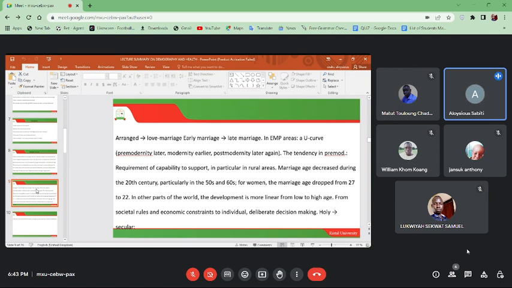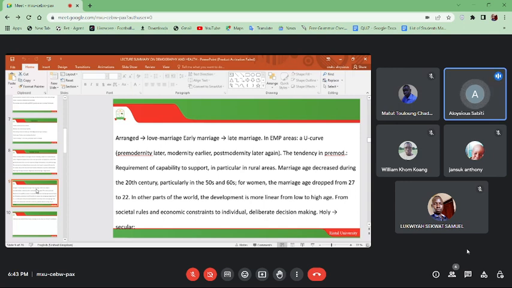So today you can also see the pattern is still shifting. You see love marriage, early marriage, there is late marriage. So there are a lot of issues that have come in. The tendency in pre-modern marriages was a requirement of capability to support. So we're looking at what was the tendency in pre-modern marriages. Are you able to support the woman's family? Are you able to offer the woman support?